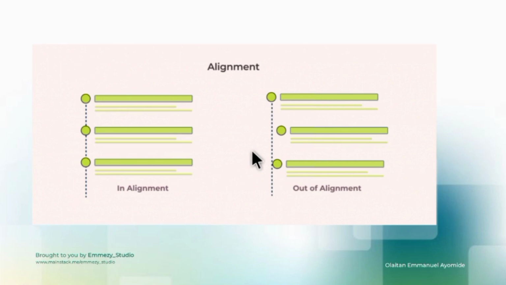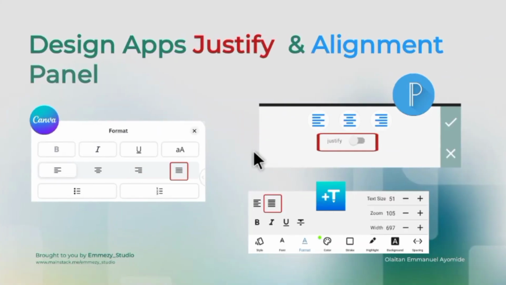The importance of alignment is what? It creates order and structure. In this slide, this basically shows design apps, icons and justify panel. So on Canva, you will see something like this.